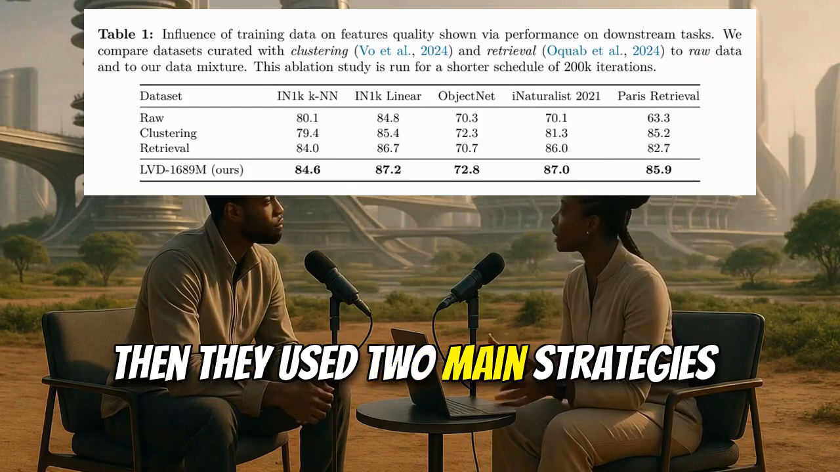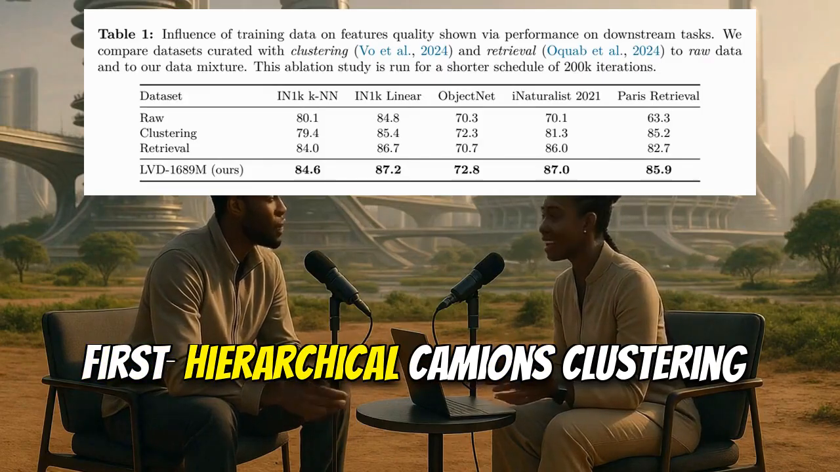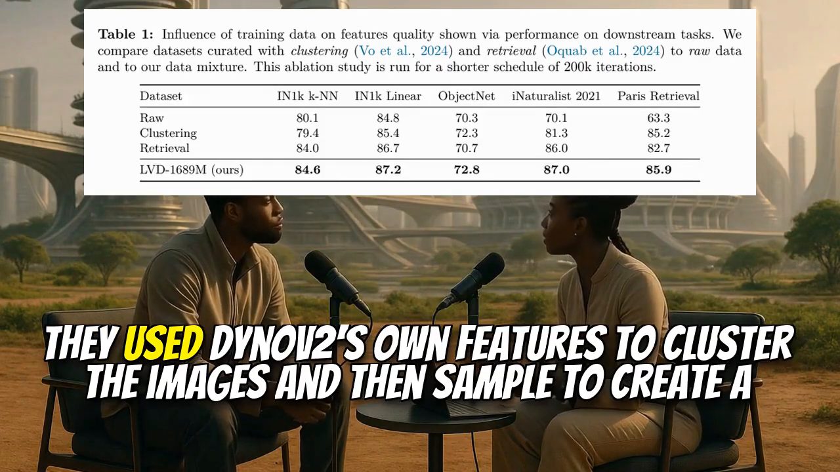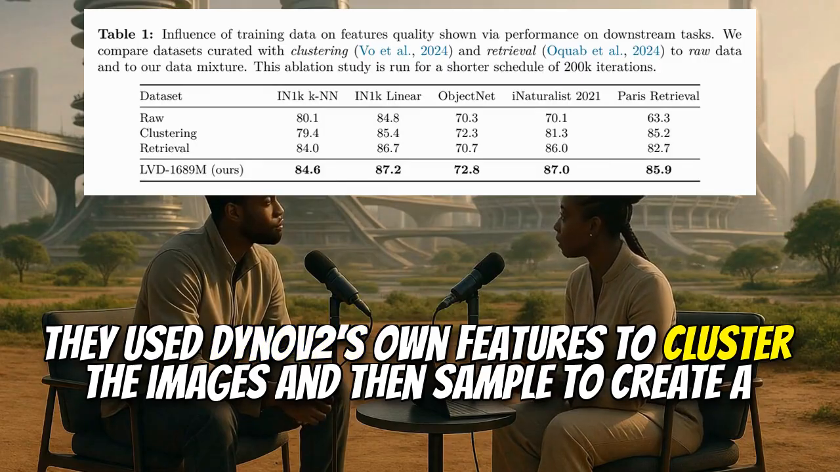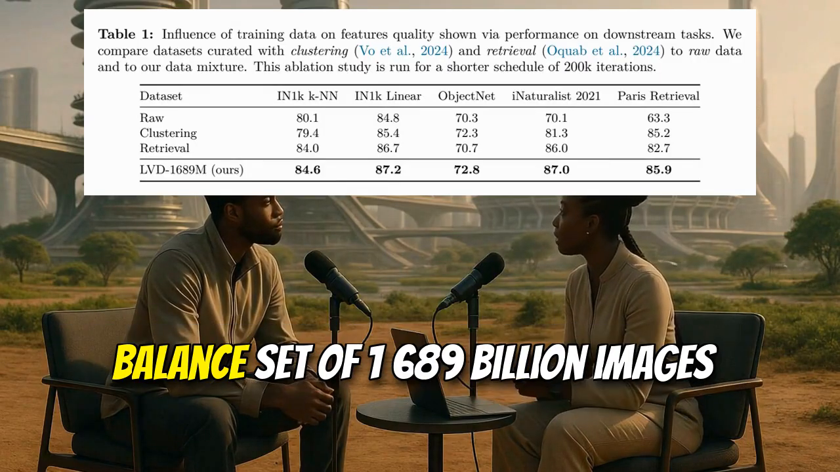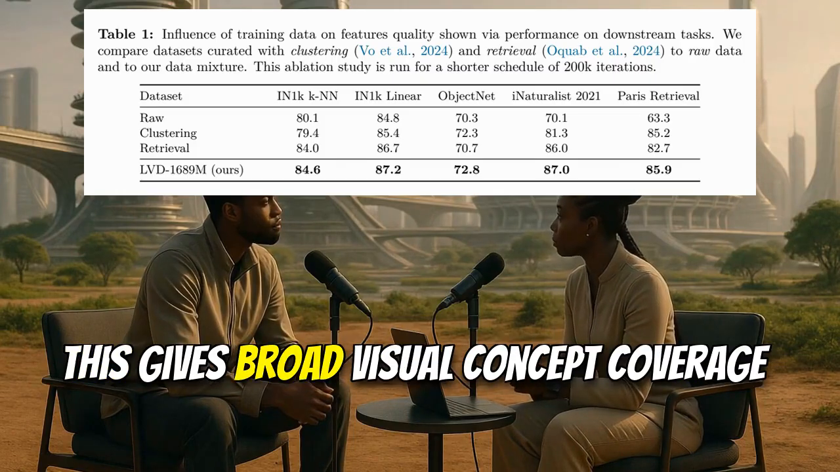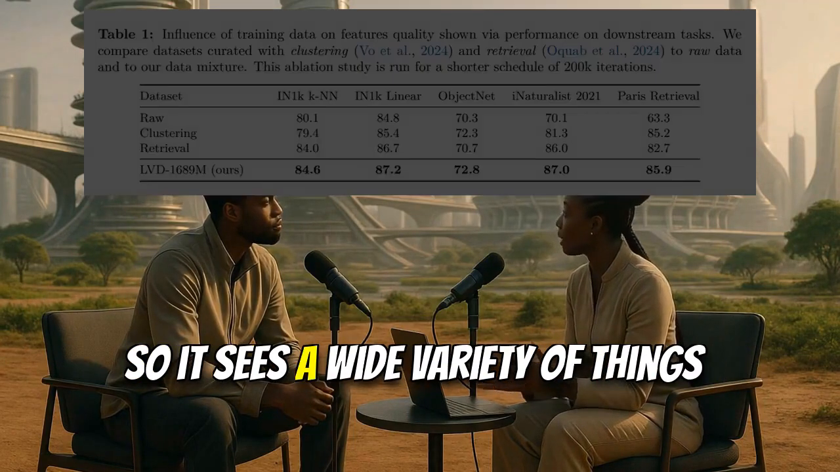Then they used two main strategies. First, hierarchical k-means clustering. They used DINOv3's own features to cluster the images, and then sampled to create a balanced set of 1.689 billion images. This gives broad visual concept coverage. So it sees a wide variety of things.